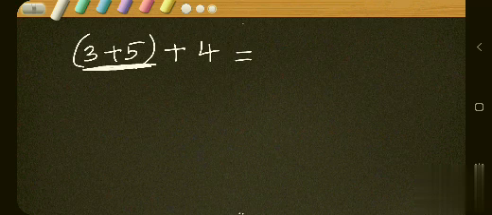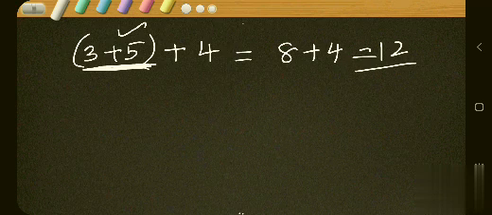Inside the bracket we have 3 plus 5, isn't it? So since 3 plus 5 is inside the bracket, this has to be done first. Operation inside the bracket should be done first, isn't it? Understood? Addition inside the bracket should be done first. So this is equal to what? 3 plus 5. What is 3 plus 5? 8. 8 plus 4 is what? Yes, 12.